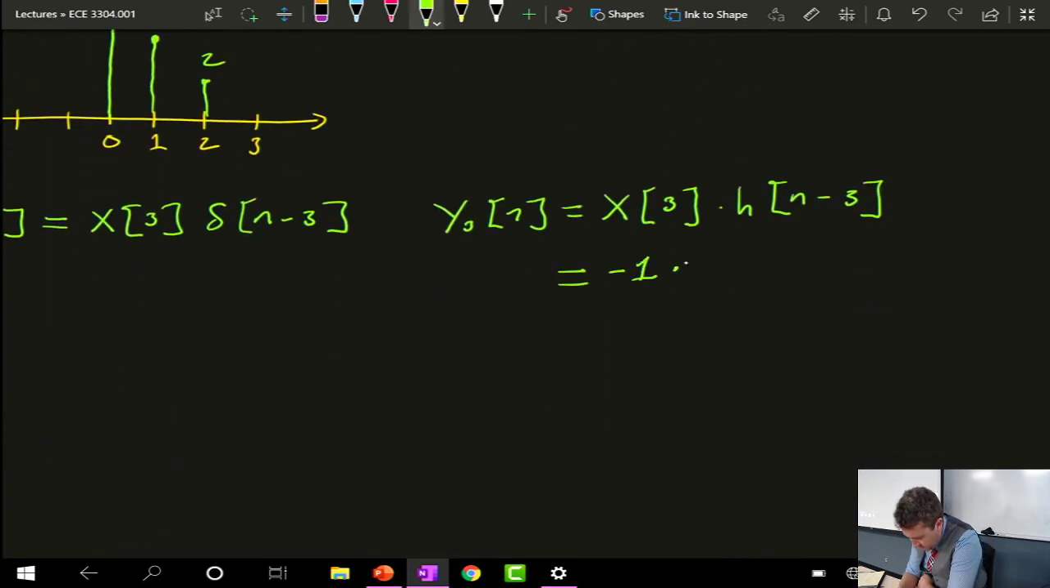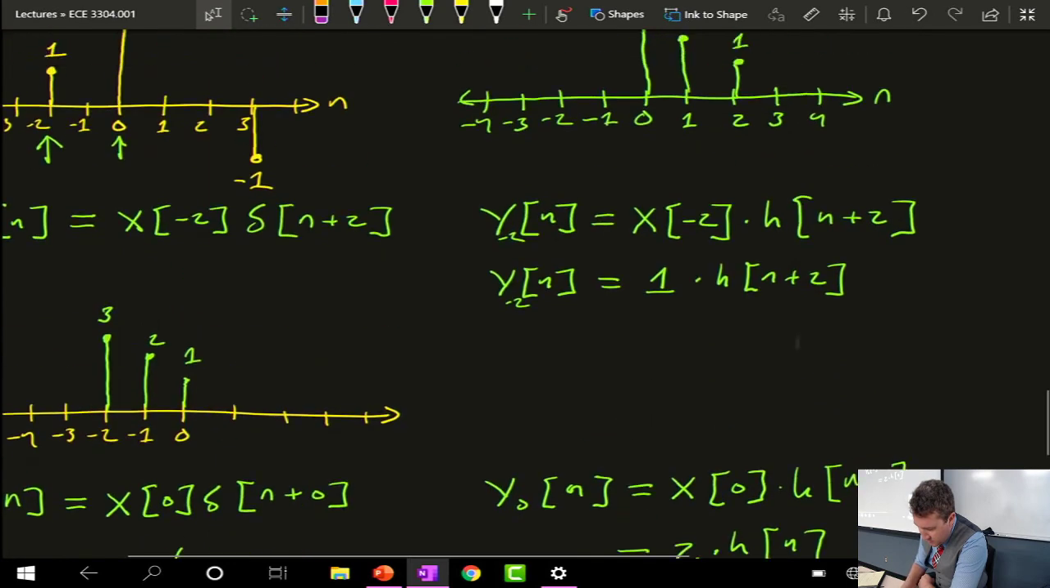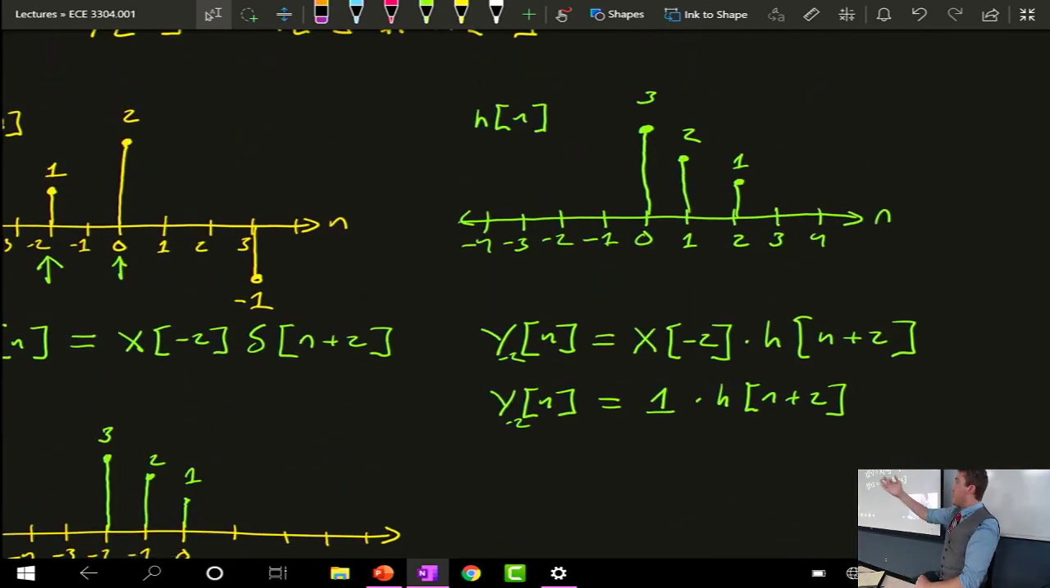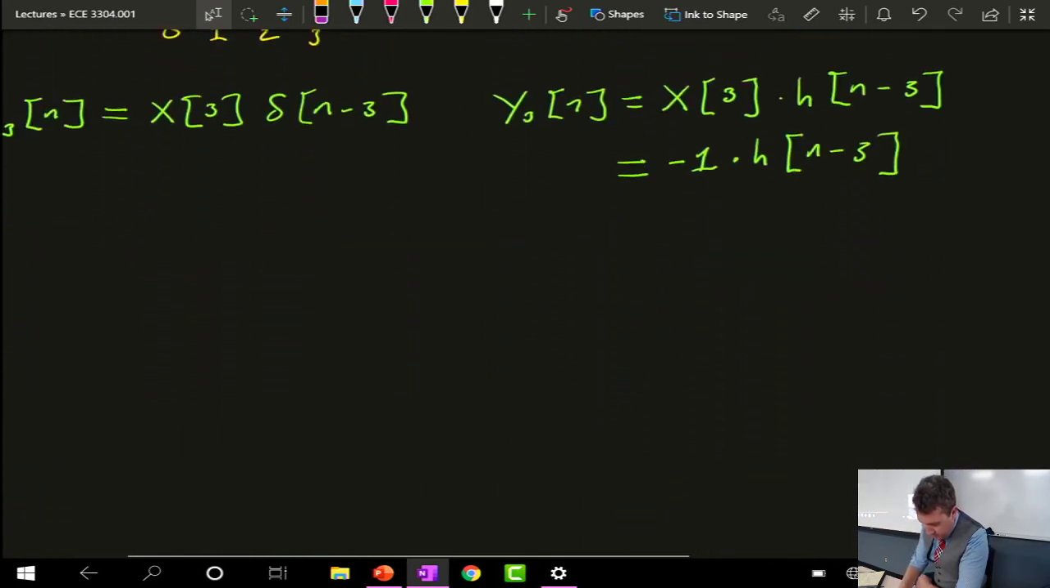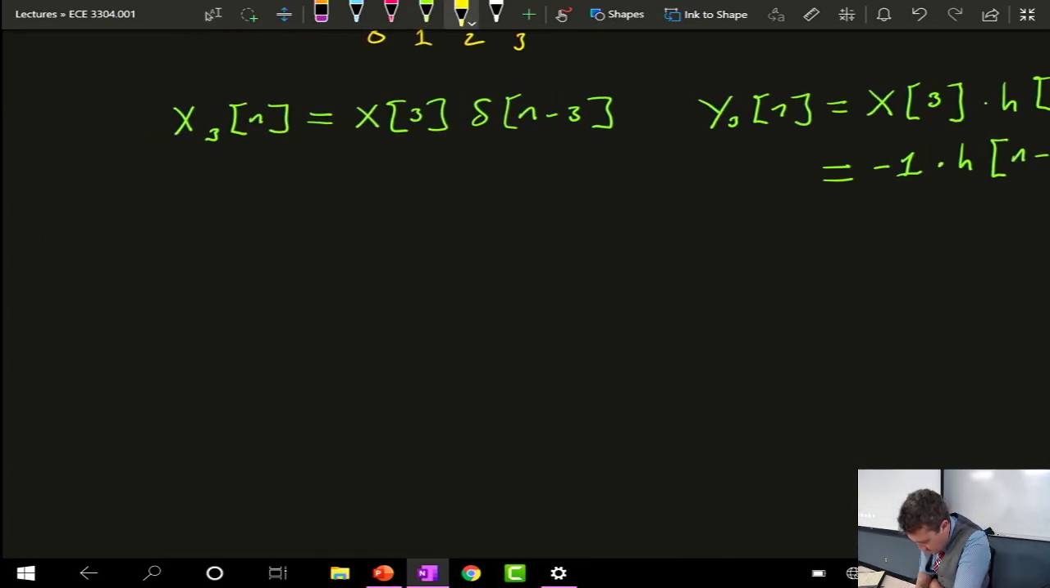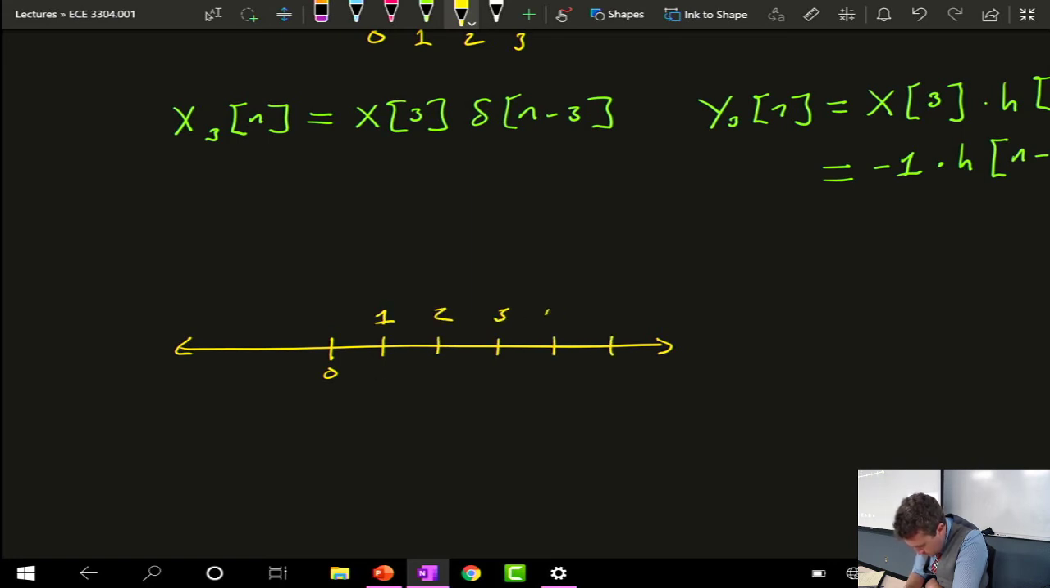So that means we're going to have -1 times h of n -3. So that means our impulse response h of n is going to be shifted over 3 and then multiplied by -1, so it's going to be flipped over. So 3, 4, 5. 0 over here. 0, 2, 3, 4, 5. So that means at 3 we had -3, -2, and -1.